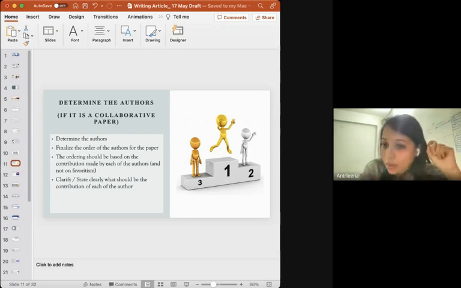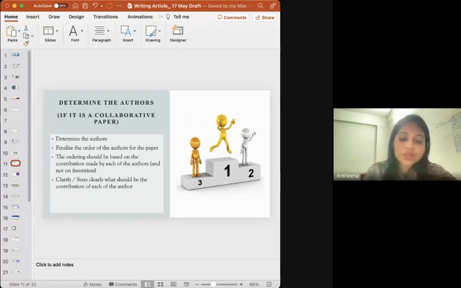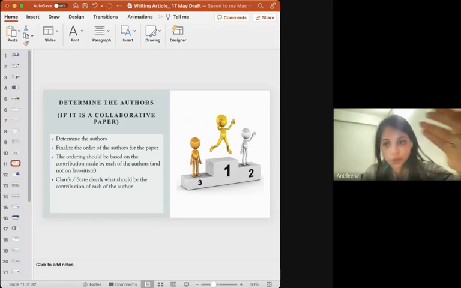So determine the authors. Who are going to be the authors of this paper that you're going to write? How many authors are going to be there? Is it 3 people? Is it 2 people? And one of the most important things that you need to decide even before writing the article is who is going to be the first author, who is going to be the second author, who is going to be the third one. Now, these things are very important because you don't want problems later on, because there are expectations of every scholar. You don't want to ruin a relationship, so it is best decided in the very beginning as to who is going to be first author, second author, and third author.